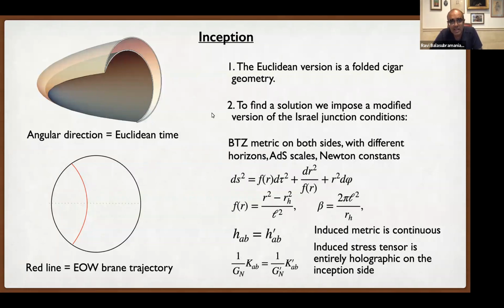So what we need is a solution to the equations of motion of this form. The way we find these solutions is by using the Israel junction conditions. We impose that there's a BTZ metric on both sides.